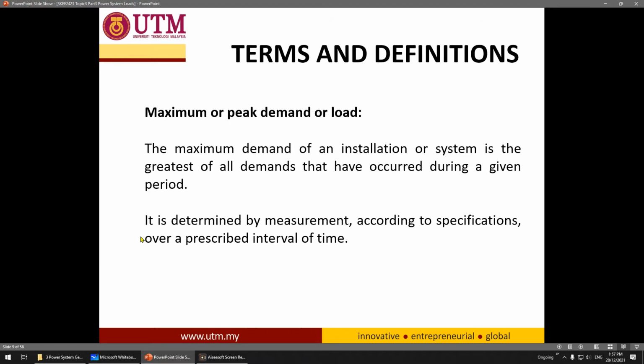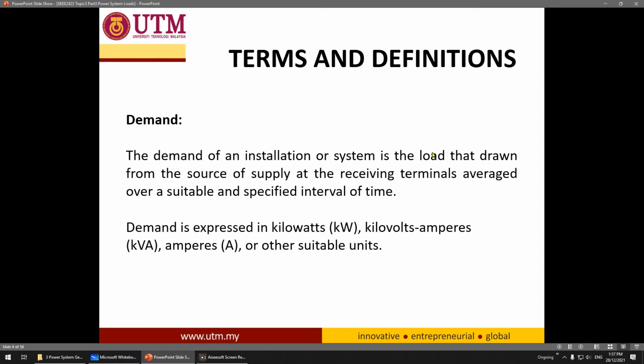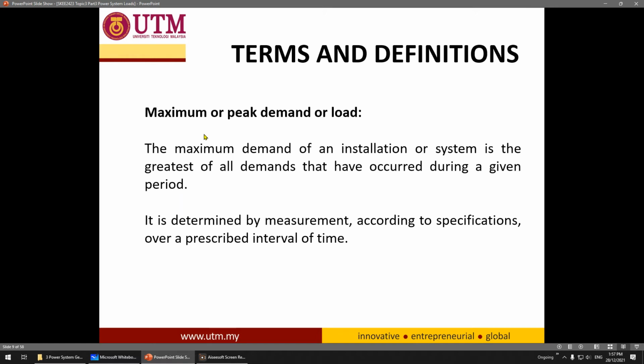Another term is maximum and or peak demand or load. The maximum demand of the installation or system is the greatest demand that has occurred during the period, determined by measurement according to the specification over a prescribed interval of time. So basically you need to know what the max demand is. This is the demand at that specific time, and this one is the maximum demand.